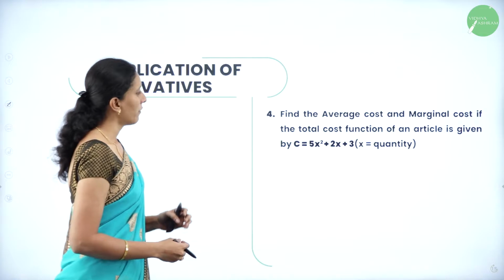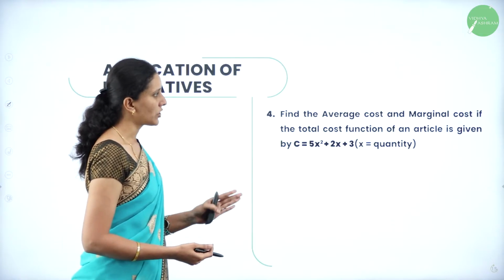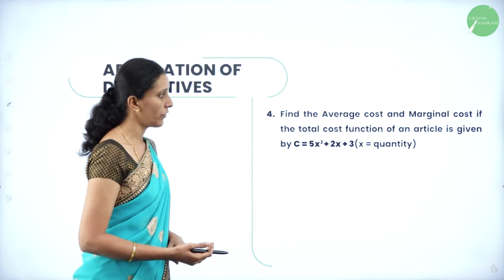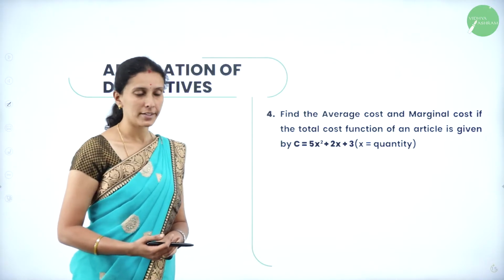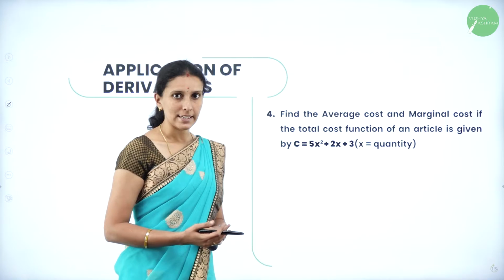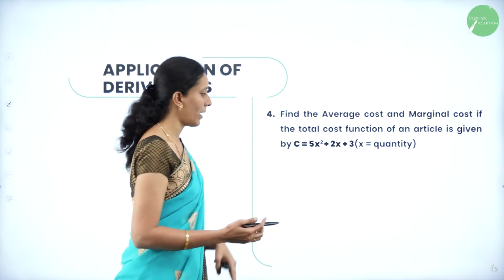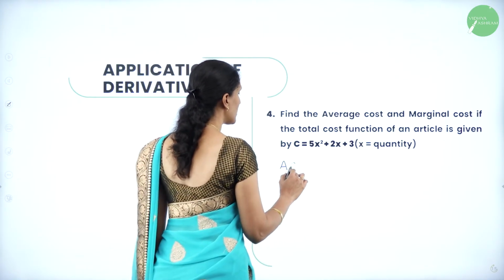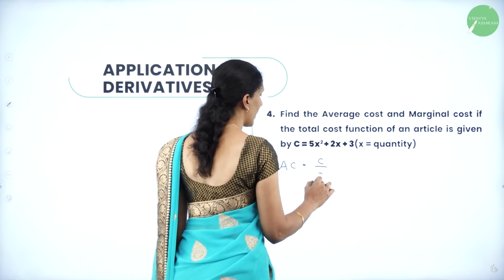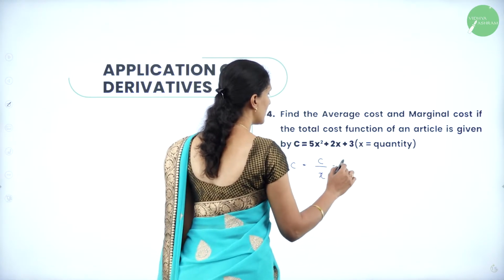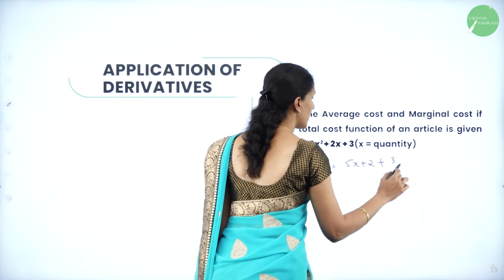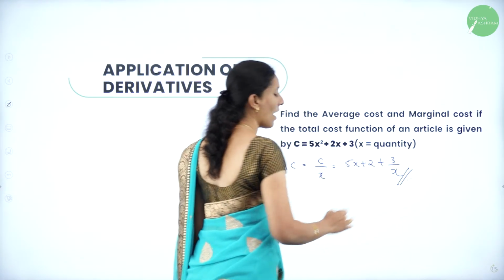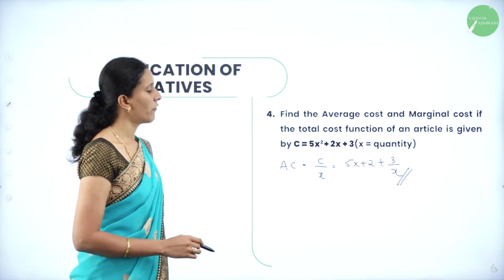Next question. Find the average cost and marginal cost if the total cost of an article is given by C equal to 5x square plus 2x plus 3. Average cost is nothing but total cost divided by x. So average cost is equal to C by x. Divide everything by x, you will get it as 5x plus 2 plus 3 by x. So this is the average cost of the given function.